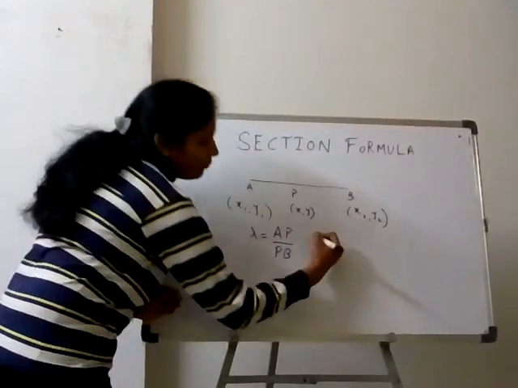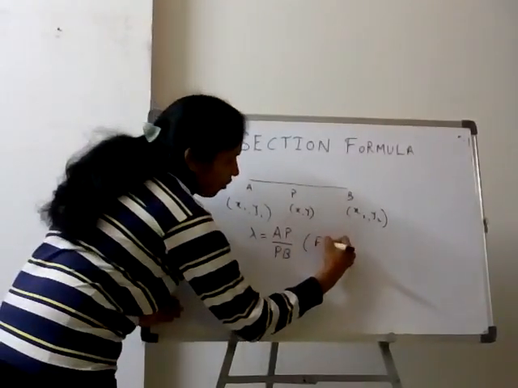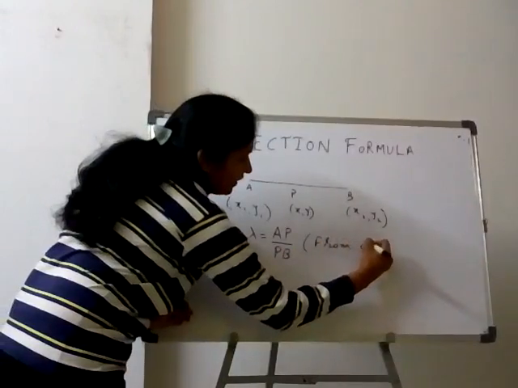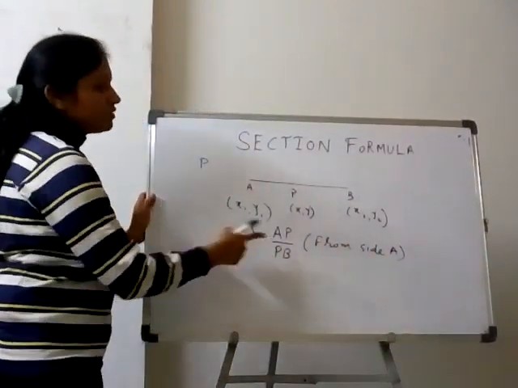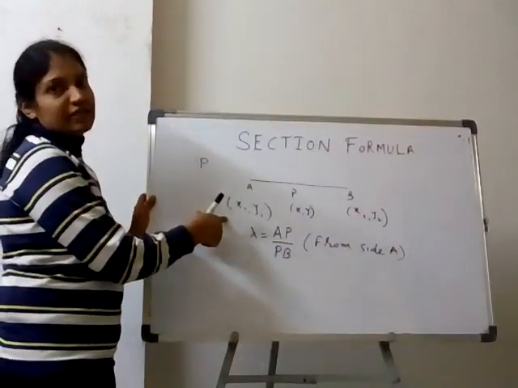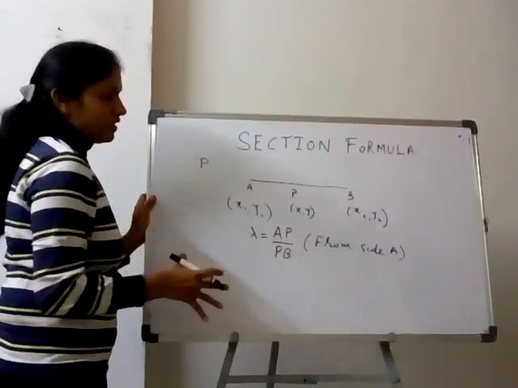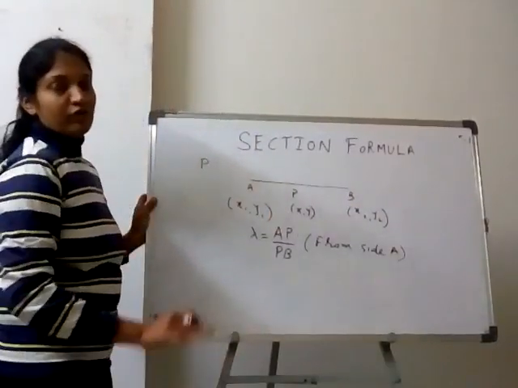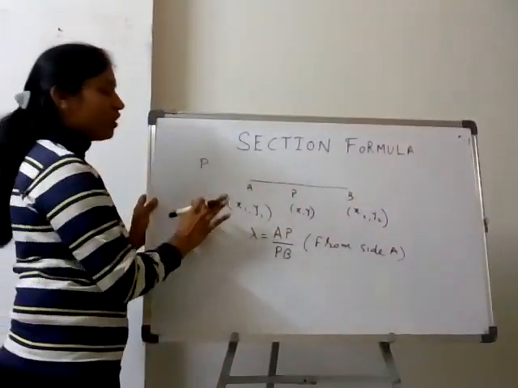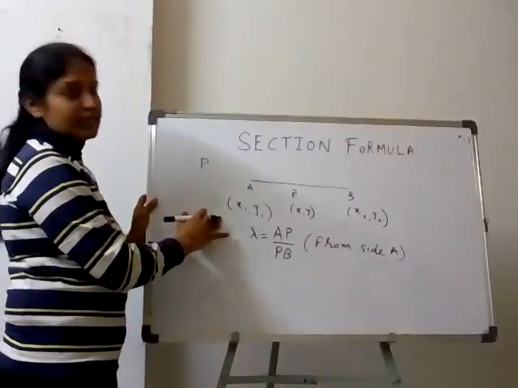Lambda equal to AP upon PB from side A. Why do we have to write from side A? Because we have to take A as x1 y1, and if it is written from side B, then we have to take B as x1 y1. And if nothing is written, at that time we have to consider A as x1 y1.